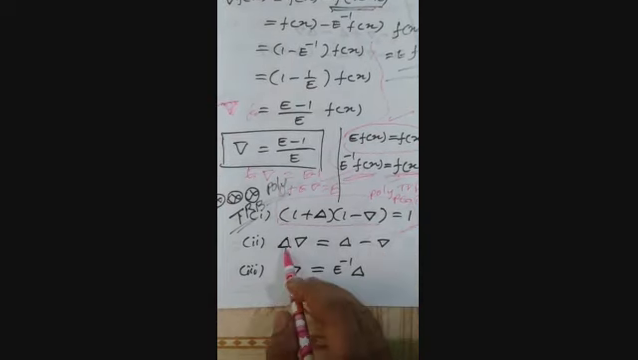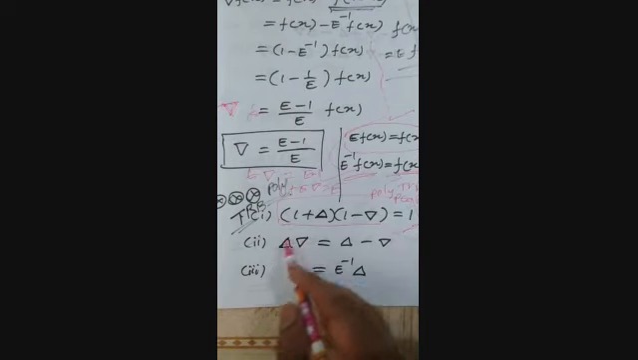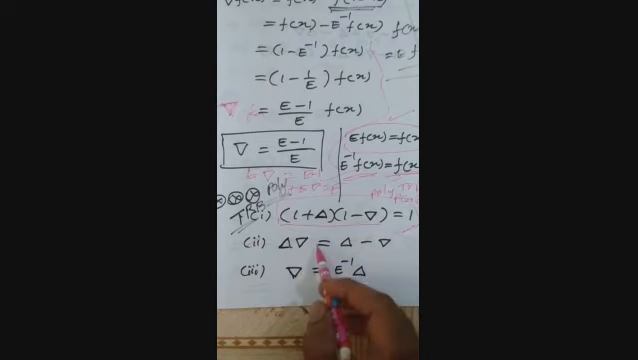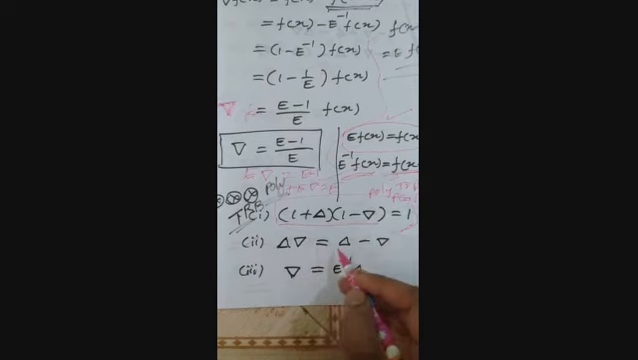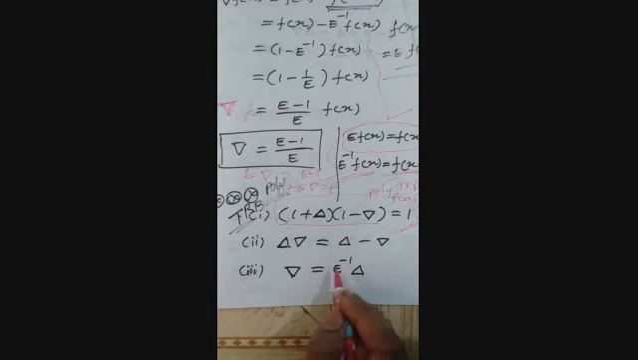Next, second thing, delta into del, that is forward operator and backward operator into, which is equal to is nothing but delta minus del. Third one, del equal to E power minus 1 into delta.